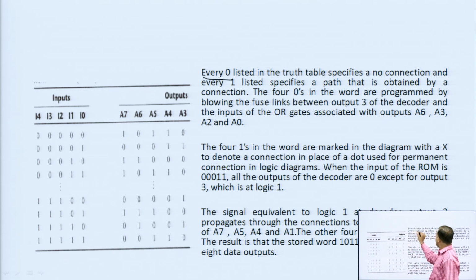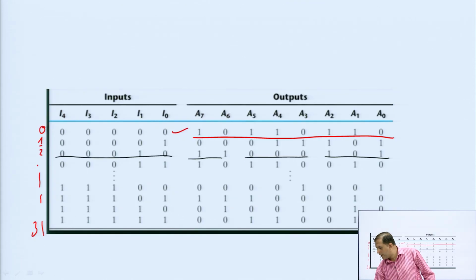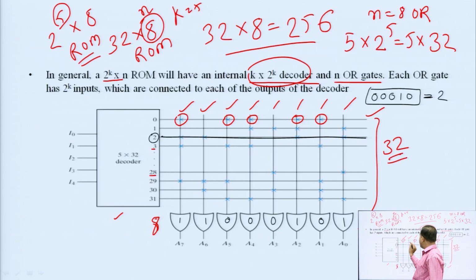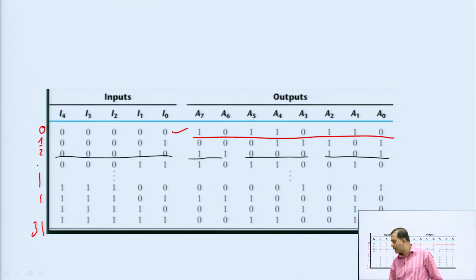So, every 0 listed in the truth table specifies no connection, and every 1 listed specifies a path that is obtained by the connection. Wherever we have this cross, there we have 1. So, there is the connection, this is the connection. Okay.